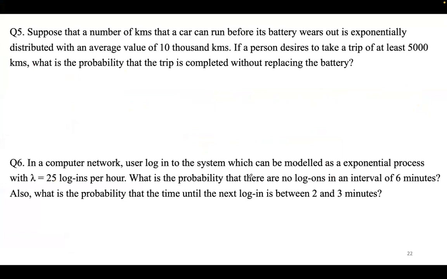Now these questions, both questions are for exponential distribution. The first question is, suppose that the number of kilometers a car can run before its battery wears out is exponentially distributed with an average of 10,000 kilometers. So average, which is expectation, that is 10,000. And that, you remember, is 1 upon lambda. If a person desires to take a trip of at least 5,000 kilometers, what is the probability that the trip is completed without replacing the battery?